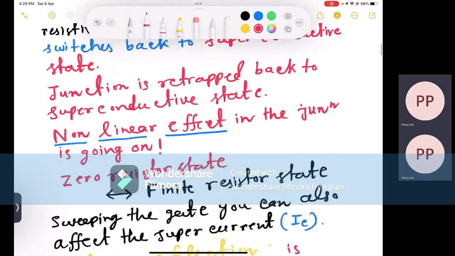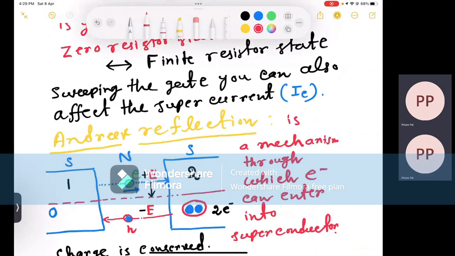Now I'll discuss very briefly how the Cooper pair is formed here.